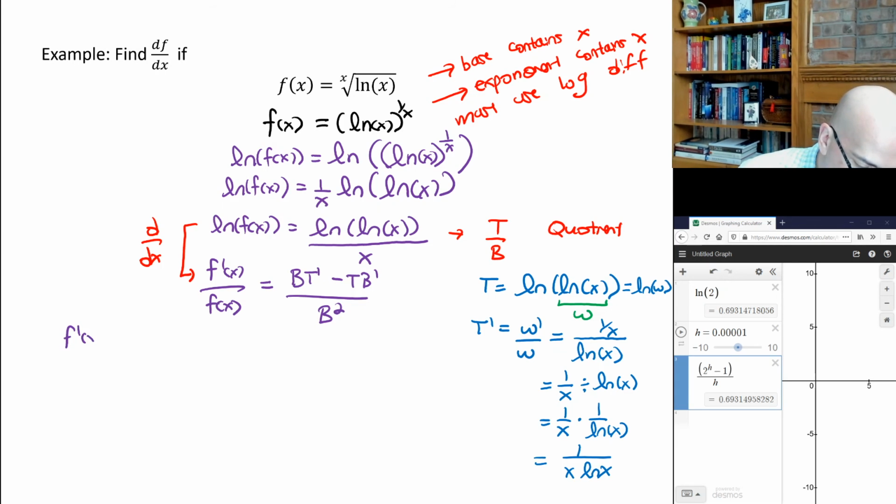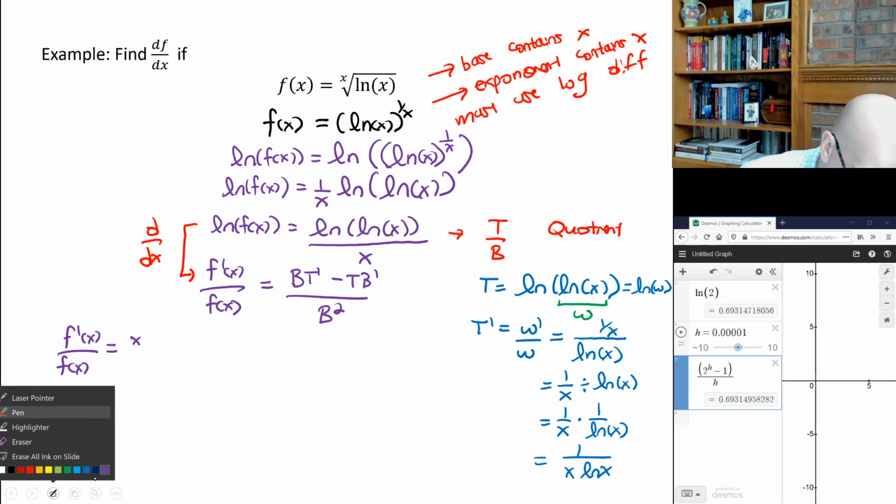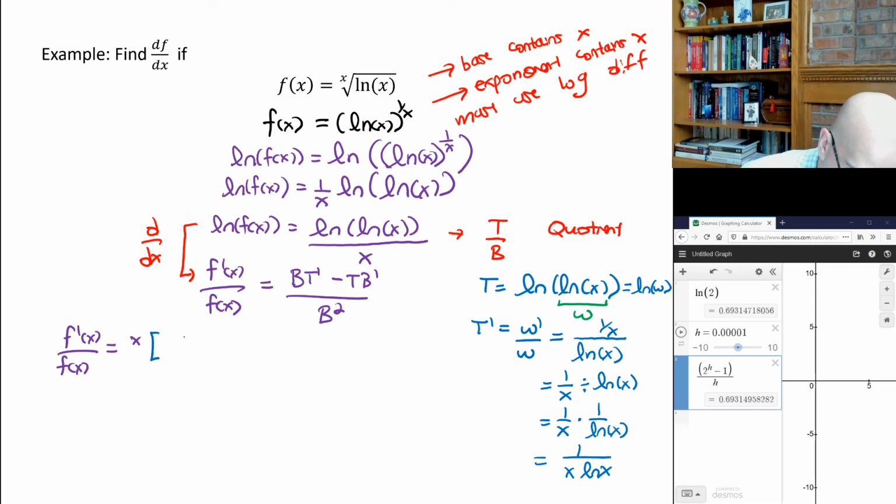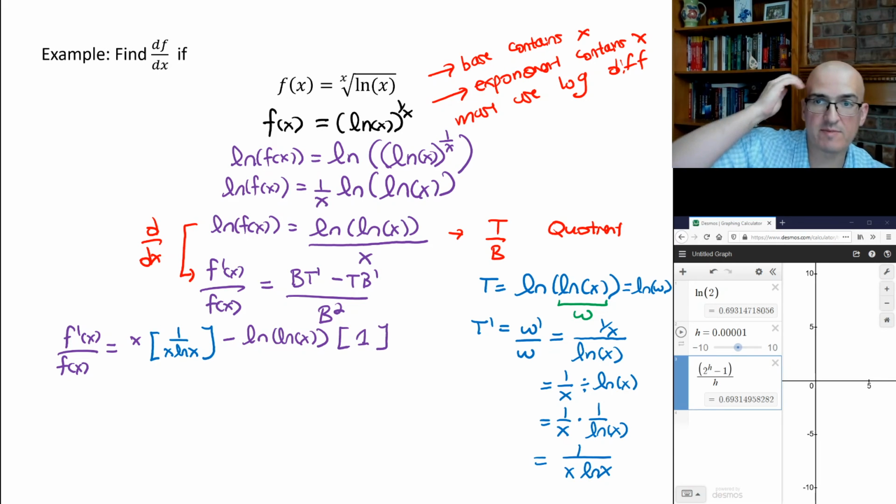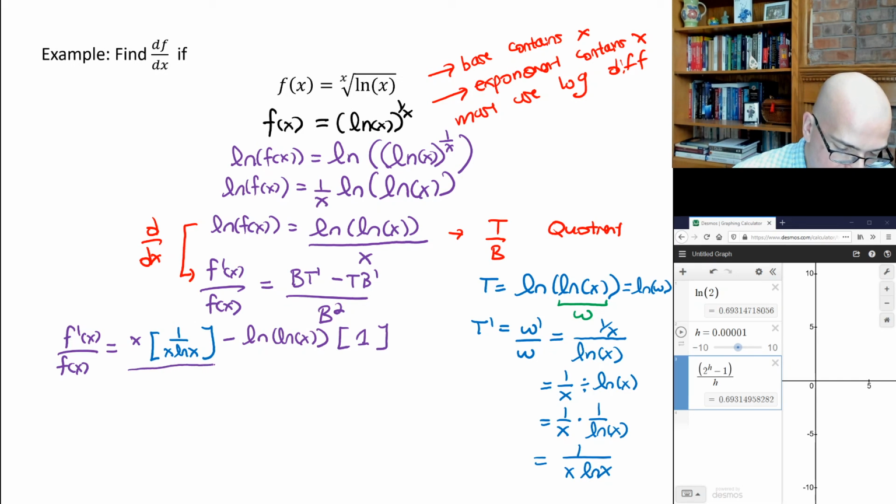So I'll start filling in the pieces for this quotient rule. bt prime, so the bottom function, x multiplied by this thing we just found, t prime, 1 over x ln x, minus tb prime, so the top function was ln of x, times b prime is 1, the derivative of x is 1, and then all divided by the bottom squared, all divided by x squared.